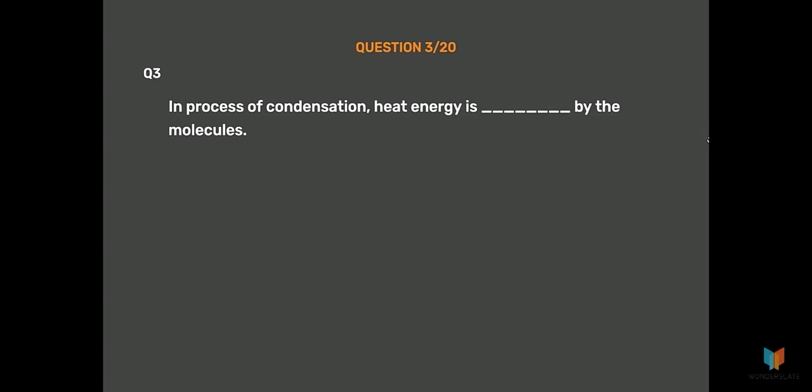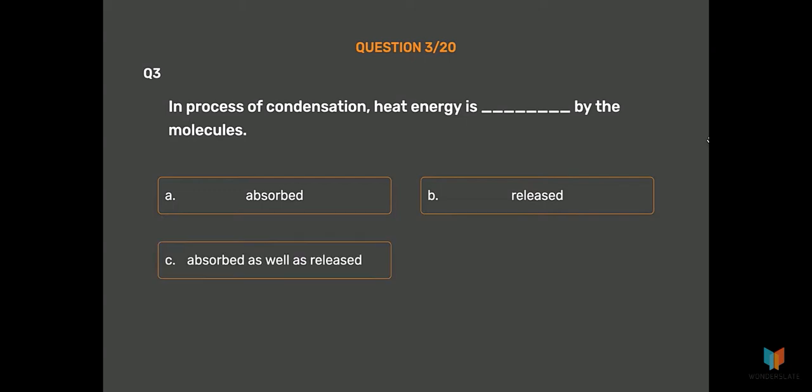Question number 3. In process of condensation, heat energy is underscored by the molecules. Option A. Absorbed. Option B. Released. Option C. Absorbed as well as released. Option D. Neither absorbed nor released.